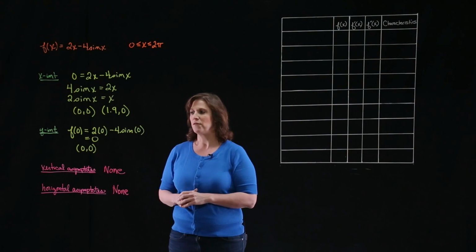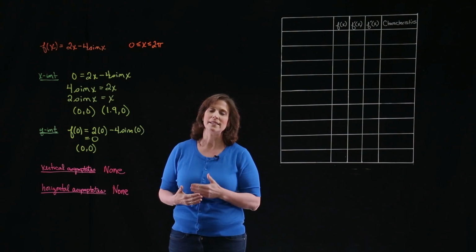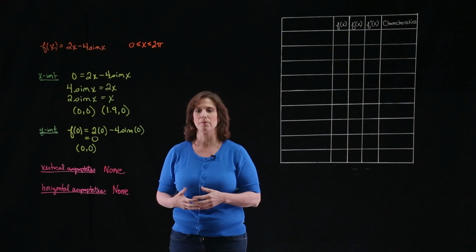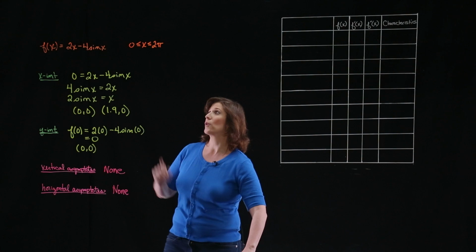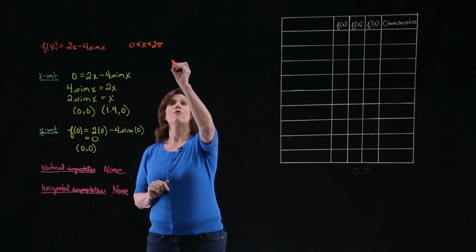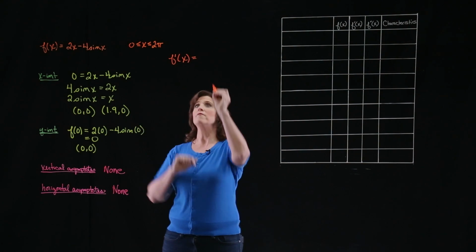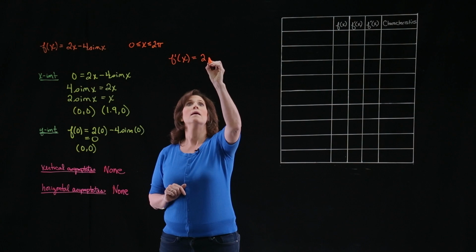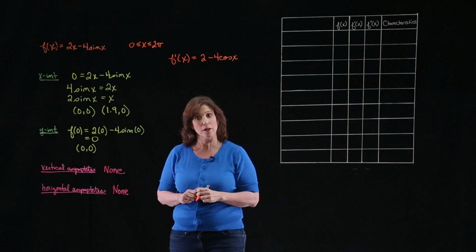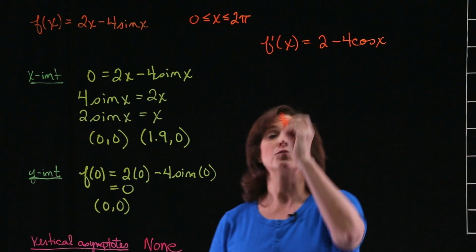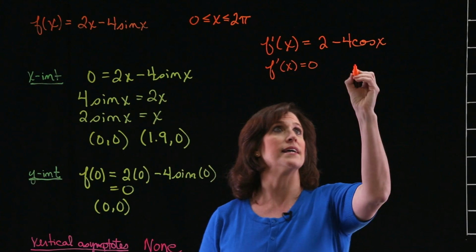Okay, so I've got a little bit of information. But now I really want to get into when is my function increasing? When is it decreasing? What's the concavity look like? In order to answer these questions, we need to look at derivatives. So we're going to start by taking f prime of x. F prime of x is going to be 2 minus 4 cosine x. And we're going to be looking for critical numbers. Critical numbers happen when the derivative is equal to 0 and when it does not exist.